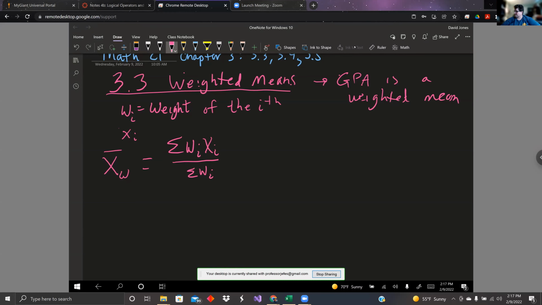Okay. So what does that mean here? In terms of how it applies to GPA, the weights are the units for each class, and your XI, or your X scores, are your grades.